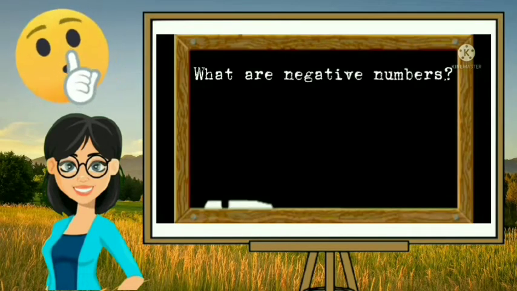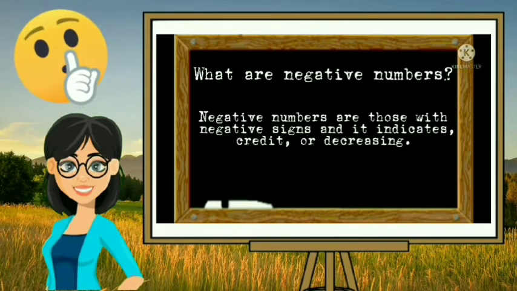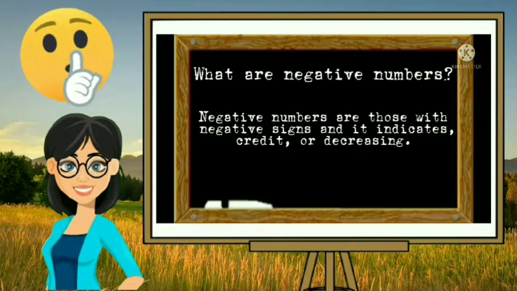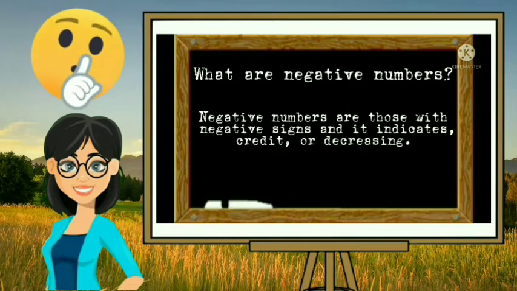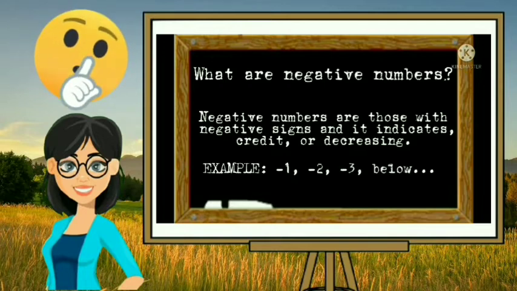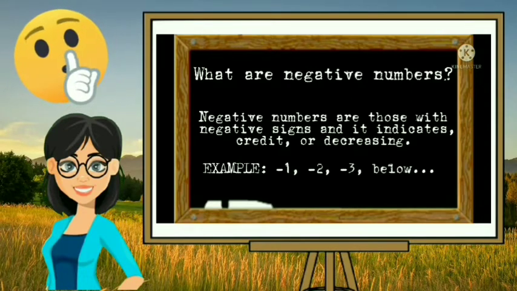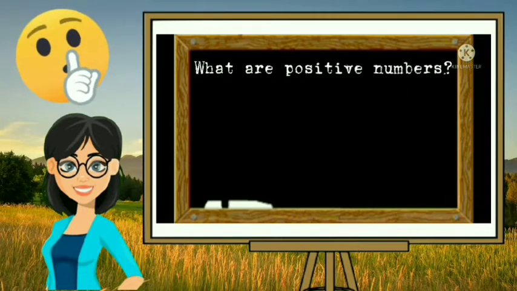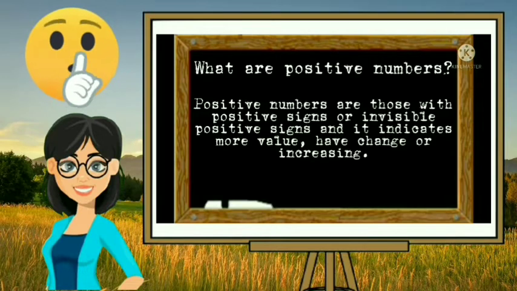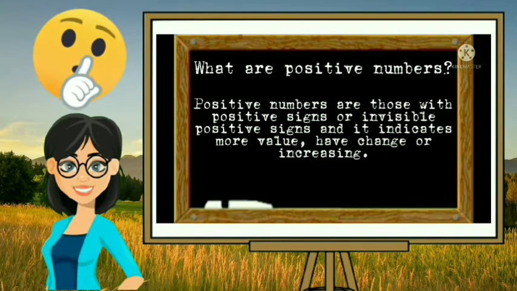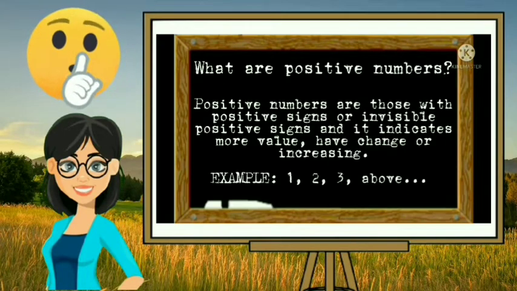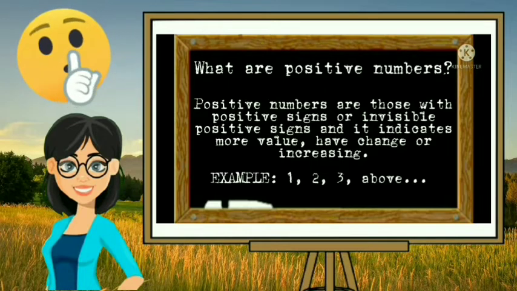What are negative numbers? Well, negative numbers are those with negative signs, and they indicate less value, credit, or decreasing. For example, negative 1, negative 2, negative 3, and below, and so on. Now, what are positive numbers? Well, positive numbers are those with positive signs or invisible positive signs, and they indicate more value, have change, or increasing. For example, 1, 2, 3, and above, and so on.